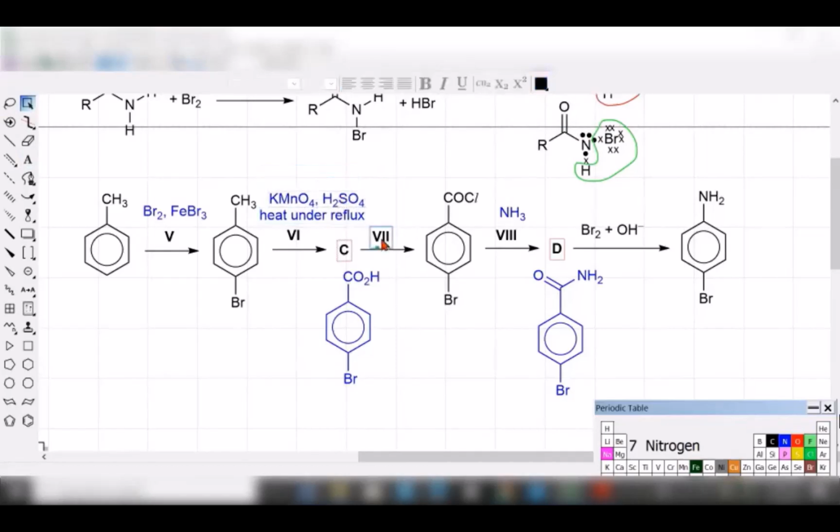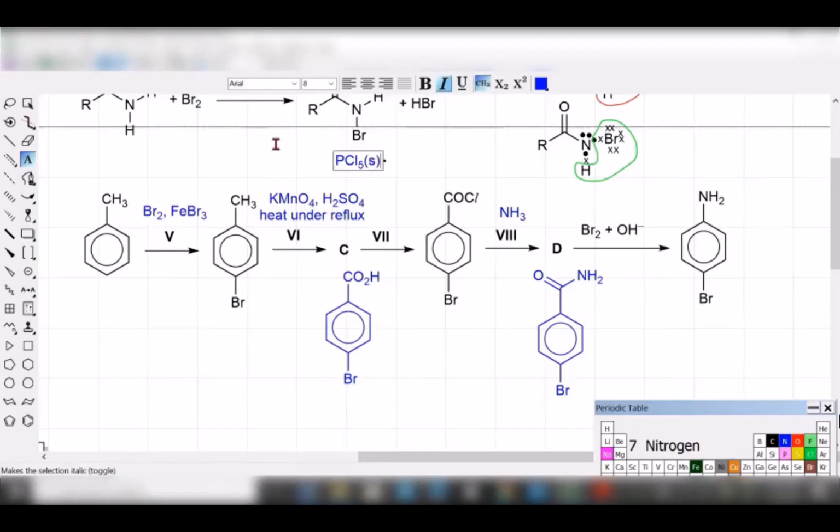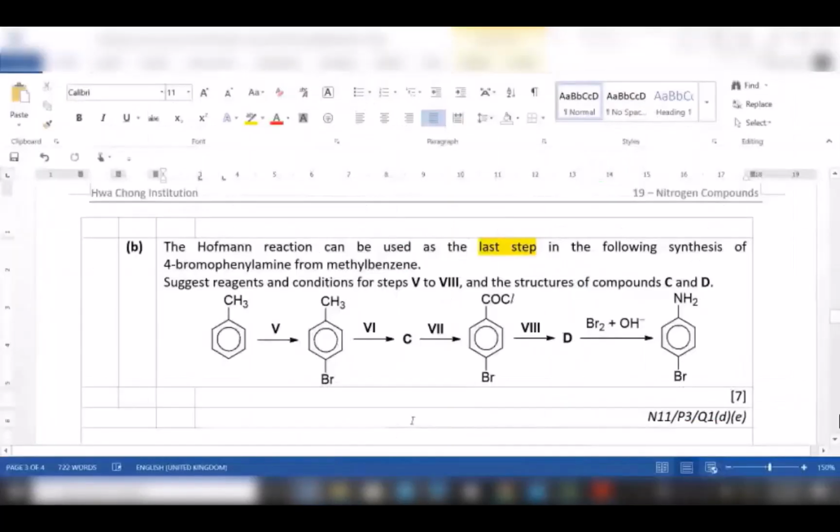And then of course for your 7, you need to convert to the acyl chloride, so PCl5. Now people remember this: if you don't know whether it is solid, liquid, or even aqueous, don't put anything. But PCl5 is a solid. Aqueous will never work. If you put aqueous, it's straight away marked wrong. So PCl5 is a solid. With that, I've completed question 6B.